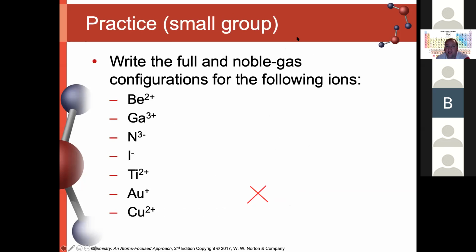Let's take a look at some more examples. And again, in the interest of brevity, because we're running out of time, just do the noble gas configurations. So talk your way through these again. You'll notice that we've got a mixture here of transition metals and main group elements. So take your time, make sure that you've got it right, and go ahead and talk it out here.